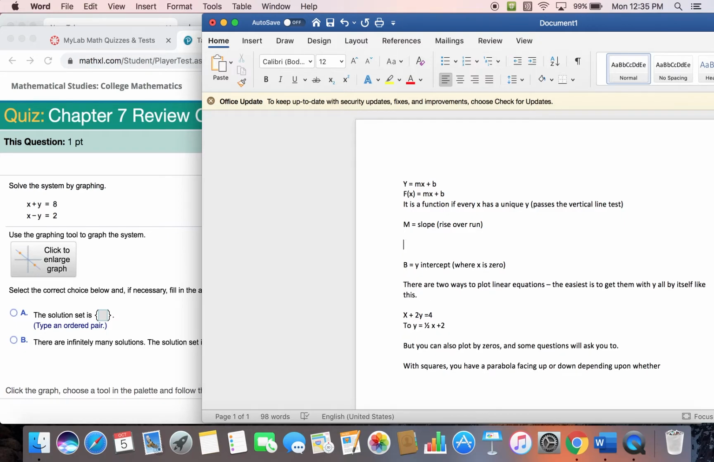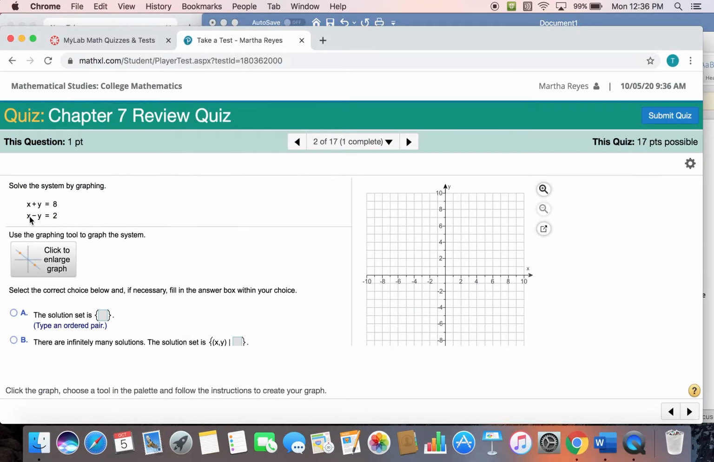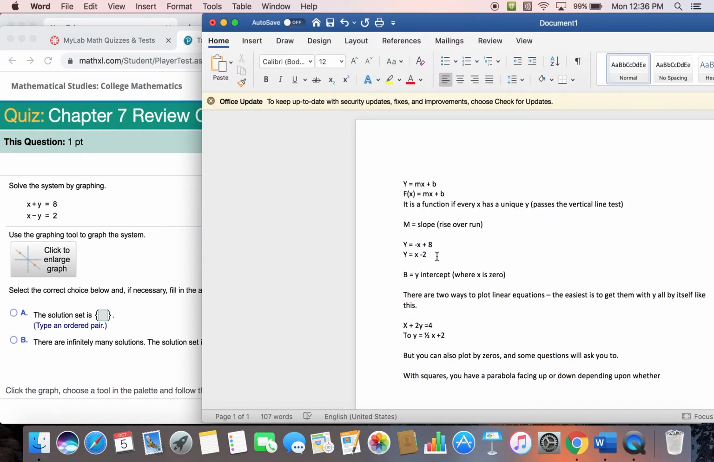So for x plus y equals 8, I would subtract the x to the other side. So y equals negative x plus 8. And then for the other one, I would move the x over and then multiply by a negative all the way across to get y equals. So since negative x went over, and then I reverse it, positive x, and then that 2 becomes a negative 2 because we're multiplying by the negative for the second equation. So this one here, I have moved here. So this is the easiest way to actually graph these.